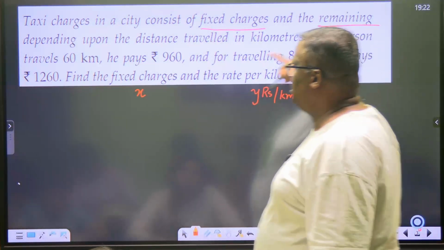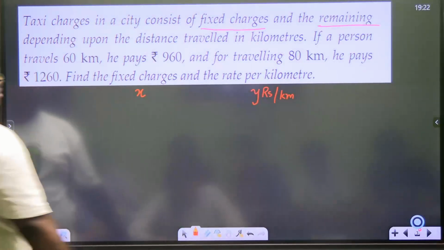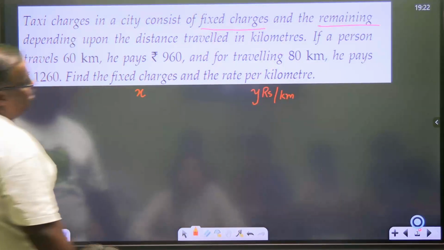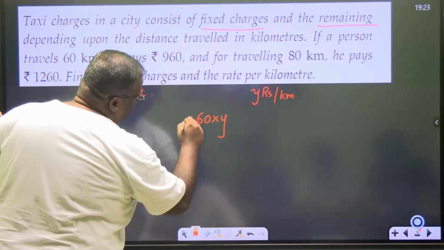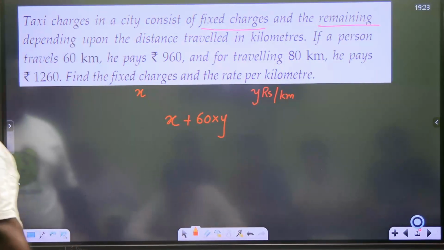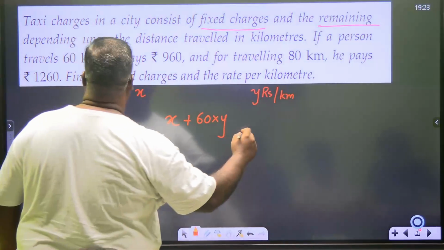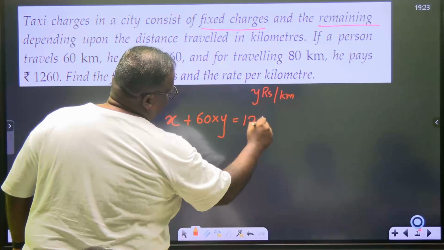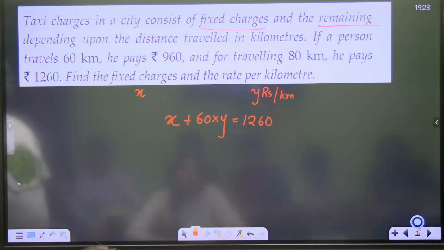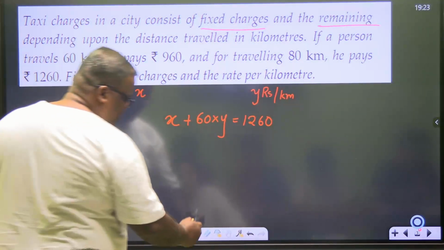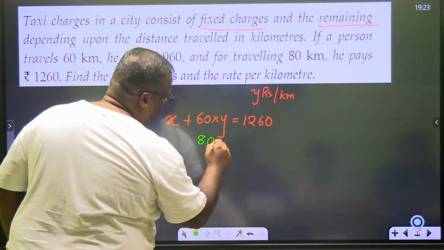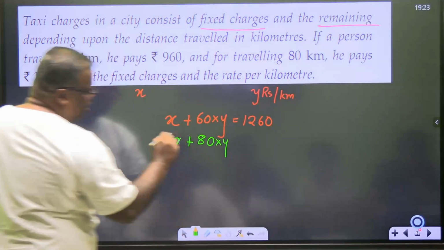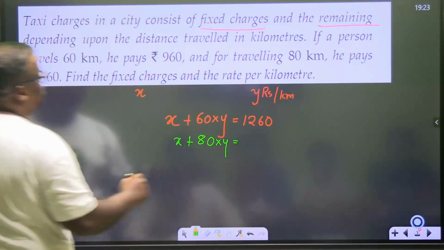Shall we now? Let's see our equations. If a person travels 60 kilometers, then he should pay 60 into y, and the fixed charge he has to pay. Then he shells out how much? 1260. And for traveling 80 kilometers, still he has to give the fixed charge. This time he's shelling how much?